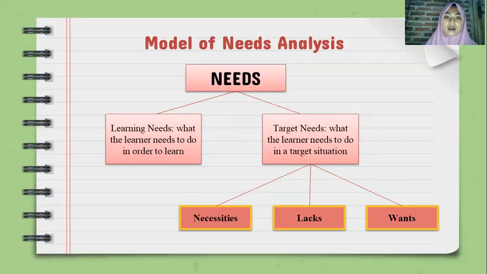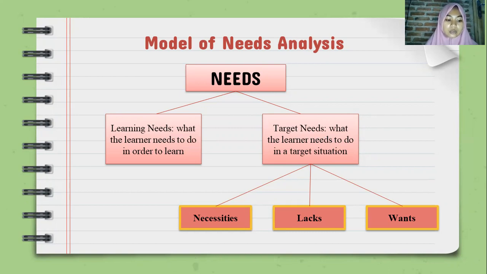This is the model of needs analysis. According to Hutchinson and Waters, the learning centered approach needs analysis model is categorized into two parts. They are target needs, what the learner needs to do in a target situation, and learning needs, what the learner needs to do in order to learn. However, the scope of this study is merely on the target needs of the learners at Polytechnic Tonggak Equator.